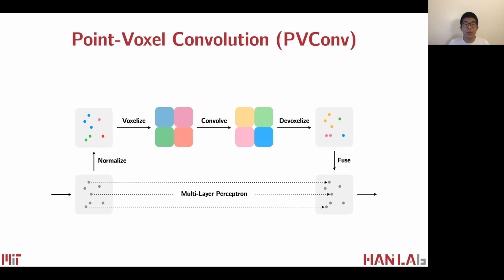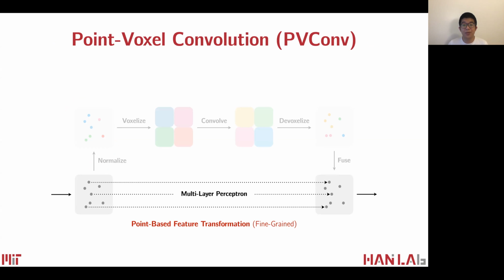Intuitively, we can capture the overall structure and find details of an object separately. With this specialization in mind, we propose a new primitive called Point-Voxel Convolution, or in short, PVConv. Specifically, we have a point-based branch that extracts the fine-grained individual point features to capture the details of the object. Without the convolution, this point-based branch is very efficient.